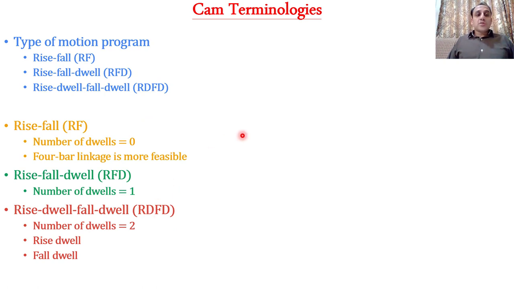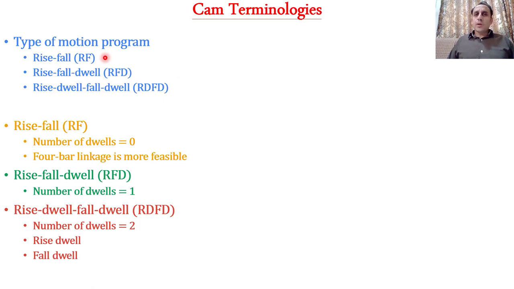The other terminology is the type of motion program. How many dwells do we have in a cam cycle? Cam cycle means when the cam completes one revolution, how many dwells are experienced by the follower. There are three types of motion programs. Number one is the rise-fall. So in this rise-fall, what do we have?